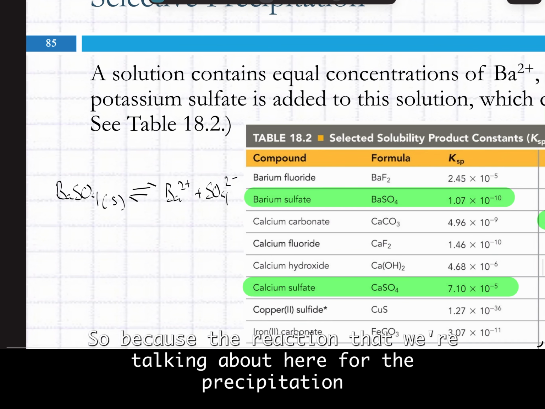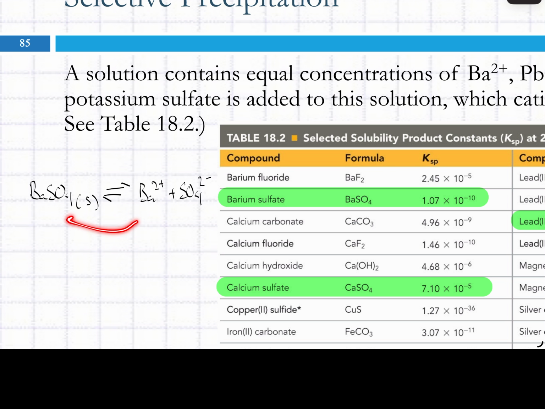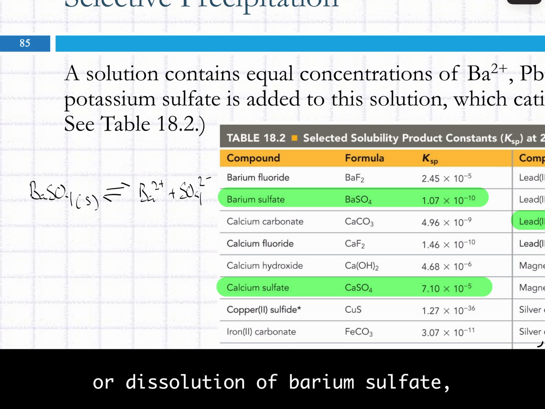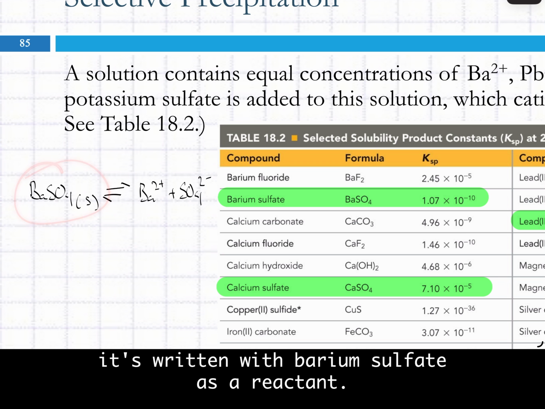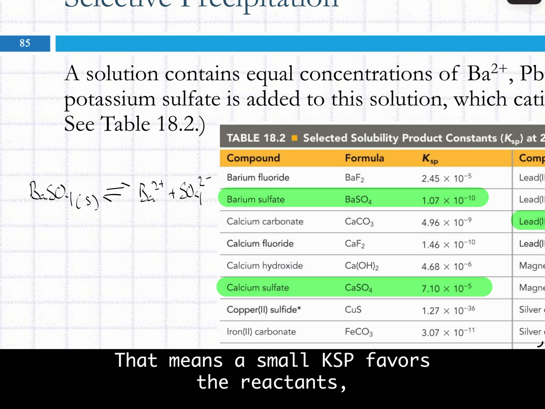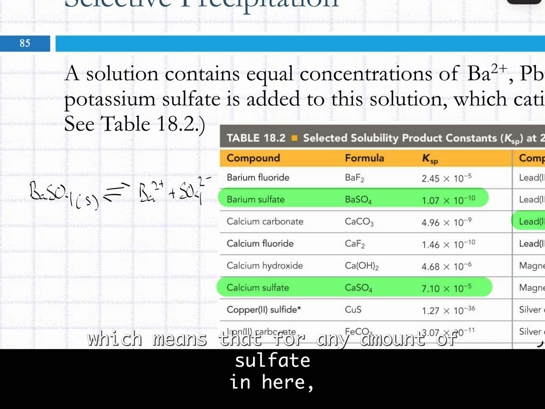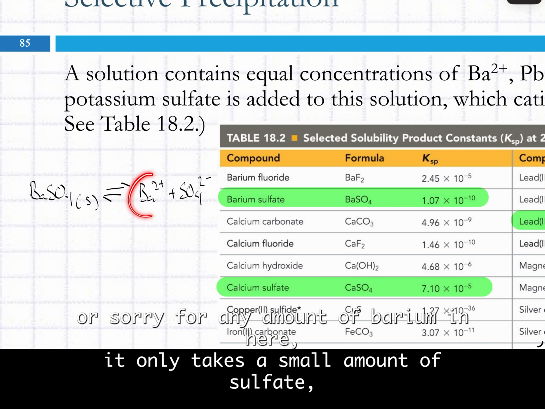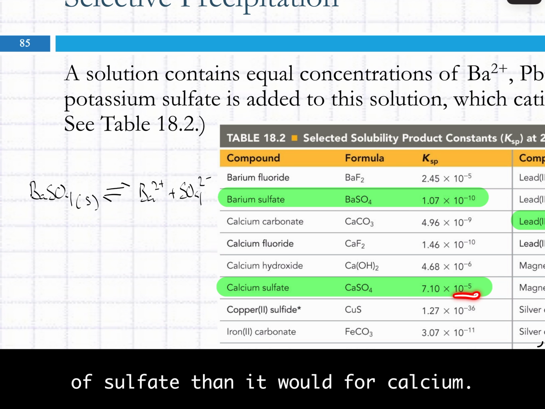Yeah, so because the reaction that we're talking about here for the precipitation or dissolution of barium sulfate is written with barium sulfate as a reactant, that means a small KSP favors the reactants, which means that for any amount of barium in here, it only takes a small amount of sulfate, or at least a smaller amount of sulfate than it would for calcium.